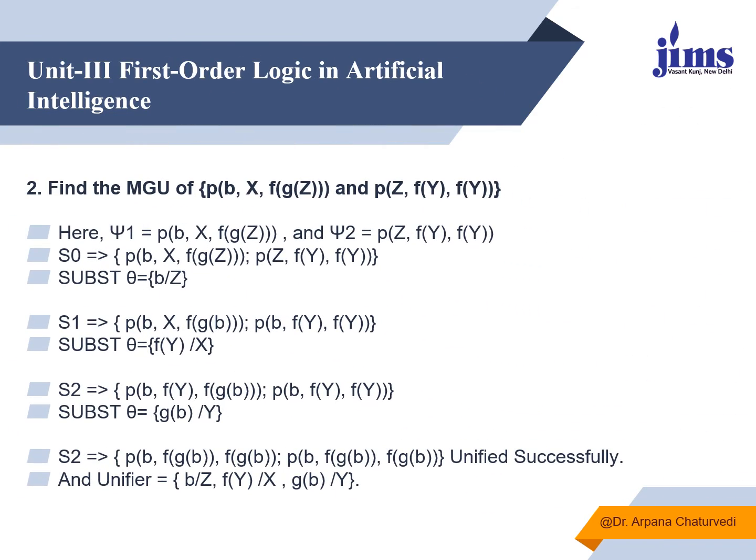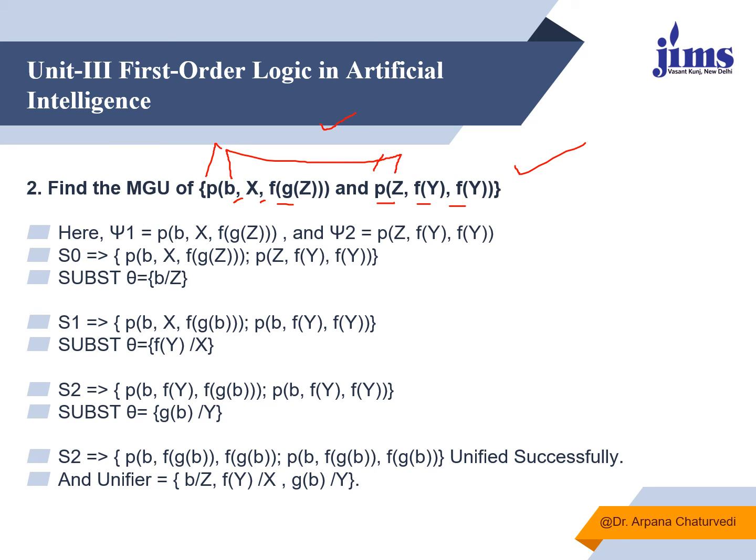Now look here, this is another problem wherein we have two predicates, P and P. One condition is applicable. Another, how many arguments? 1, 2, 3. 1, 2, 3. This is also right. Now one by one we will see.